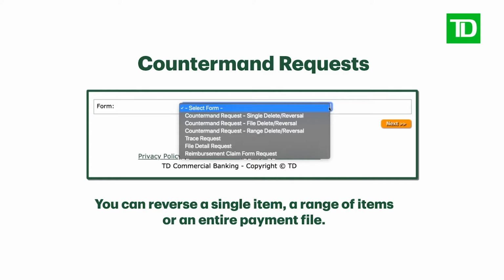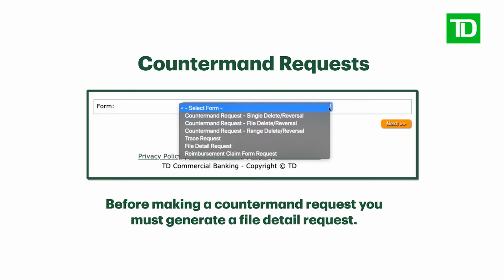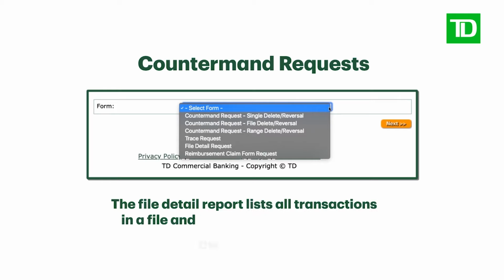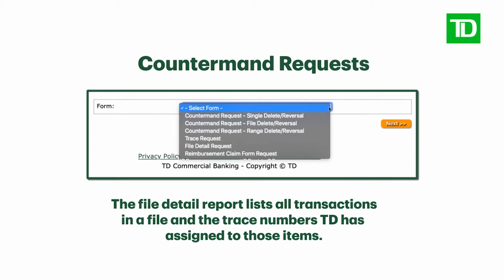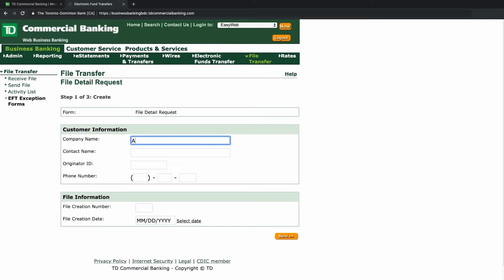Before completing a range delete or reversal countermand request, you must generate a file detail request. The file detail request provides you with a report listing all transactions in a file and the trace numbers that TD assigned to those items. You will require the tracing information from the file detail request to complete your range delete or reversal countermand requests. To do so, select File Detail Request from the drop-down menu. Click on Next and input the requested information on the next page.